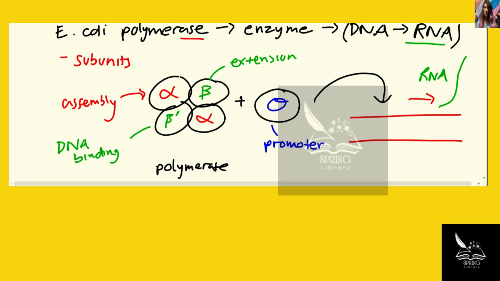Now, in order to answer the question, let's go back and review what they're asking for. We want to have something that allows for the polymerase to bind specifically only to the DNA. And the only answer choice that would be responsible for that is the beta prime subunit, because it allows for that specific DNA binding. So the answer to this question is going to be C, the beta prime subunit.